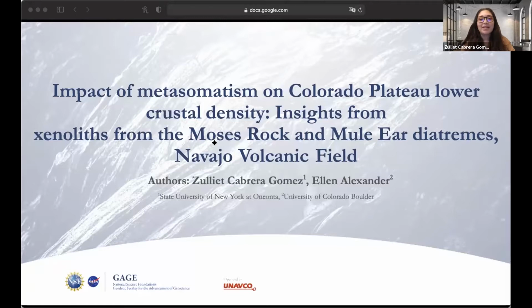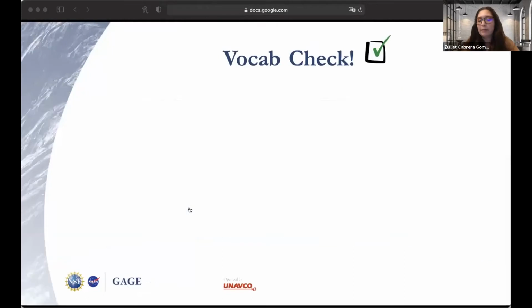My name is Zulliet Cabrera Gomez, and this summer, my research mentor and I had the opportunity to investigate the impacts of metasomatism on Colorado Plateau's lower crustal density, providing us with insights from xenoliths from the Moses Rock and the Mule Ear diatremes of the Navajo volcanic field, located within the Gopat. I threw a lot of words at you, so let's break it down.